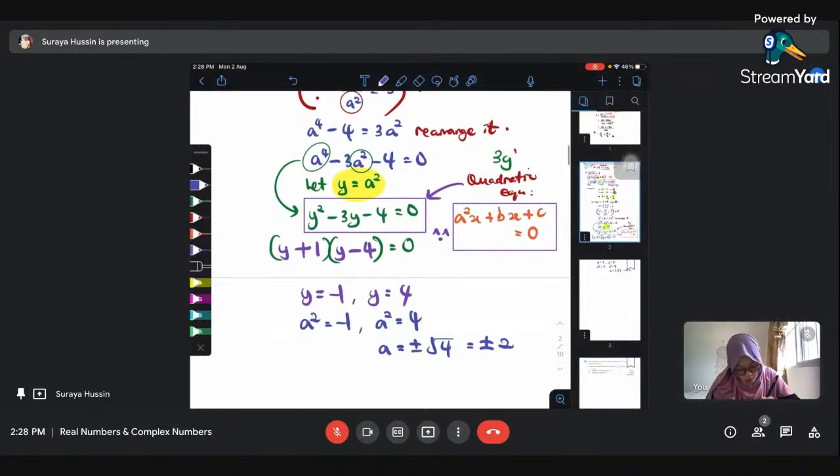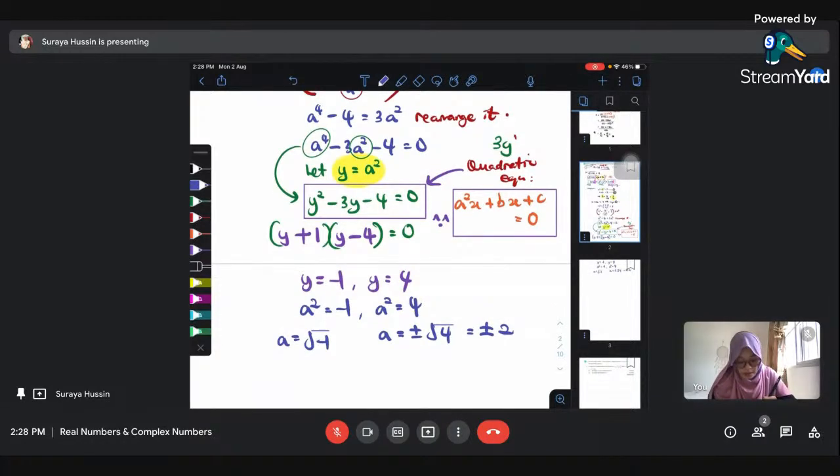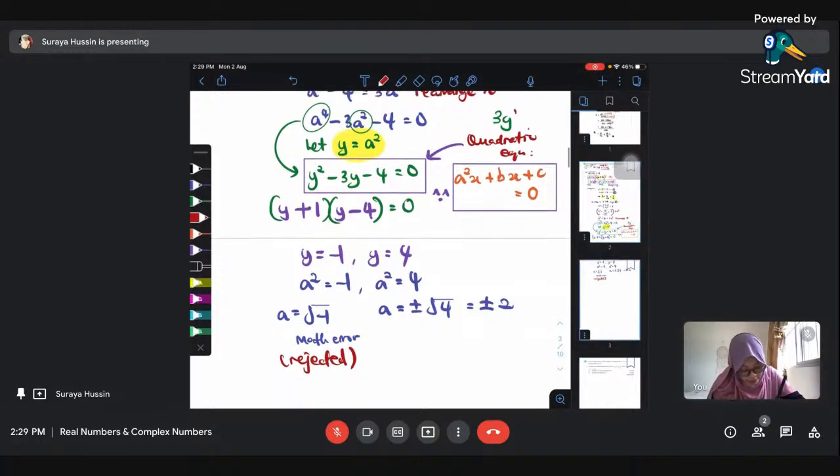Okay. Whereas this one, you akan perasan A kamu adalah square root of -1. Tekan calculator, use calculator. This is maths error in your calculator. Therefore, it is rejected. Sebab kita nak nilai, kita tak nak complex number. Kita tak nak huruf I. Kita nak nombor biasa. That's why you will have your A is 2 and A is -2.